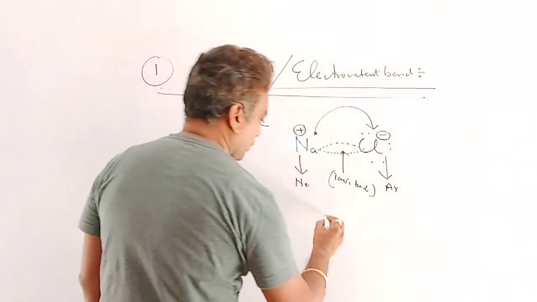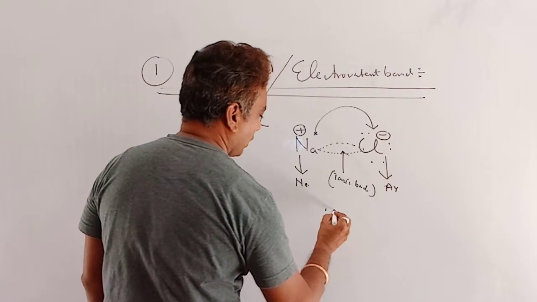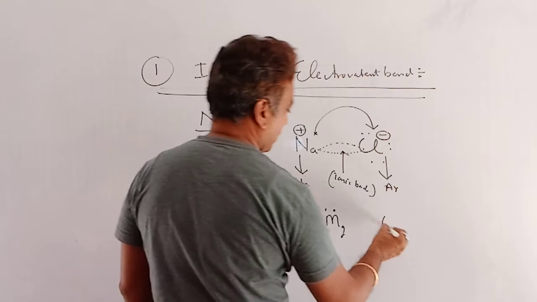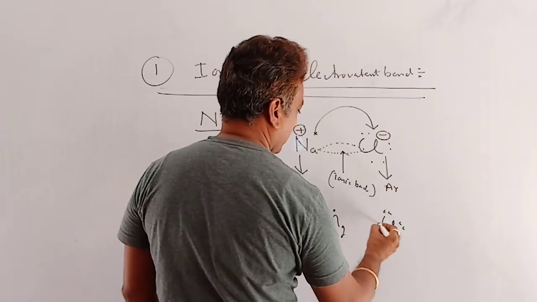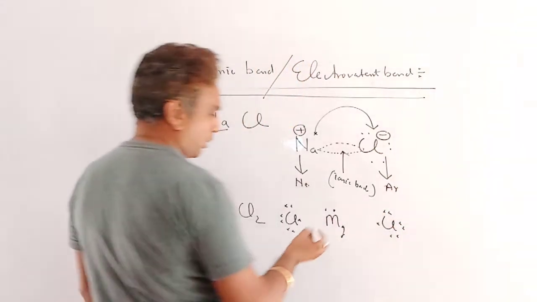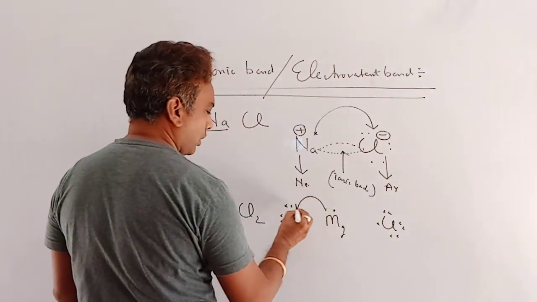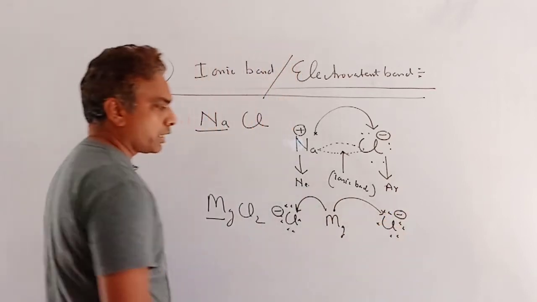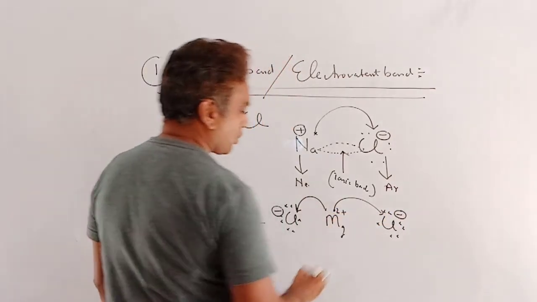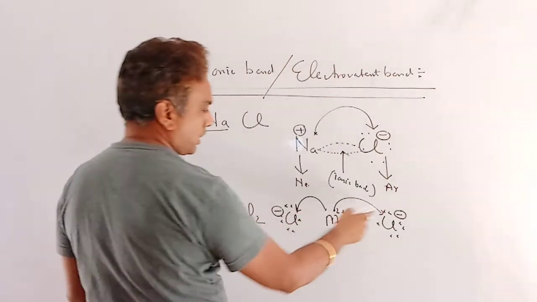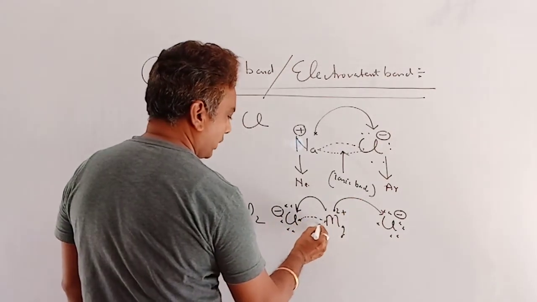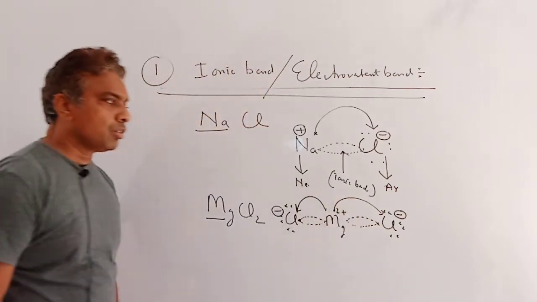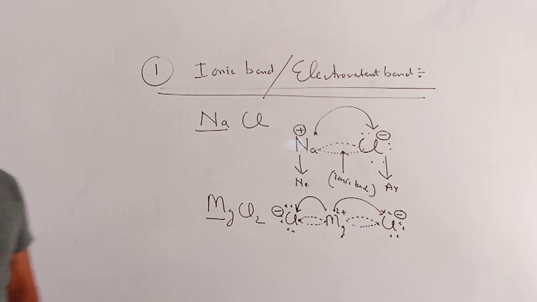Similarly, in case of magnesium, we have 2 electrons in the outermost shell, and chlorine 7 electrons in the outermost shell. We have 2 chlorines. So by the transfer of 2 electrons to 2 chlorines, here is 1 electron, so it gets negative charge. Here is 1 electron, so this chlorine also gets negative charge, and magnesium gets 2 positive charge, and due to their opposite charges, all atoms are associated with each other through electrostatic attraction. So the molecule is known as electrovalent bond or ionic bond.